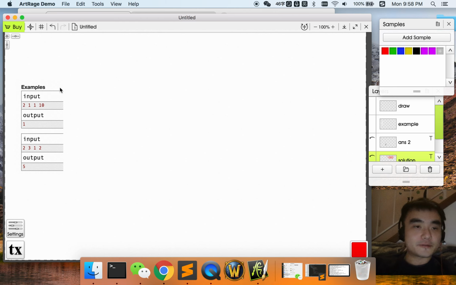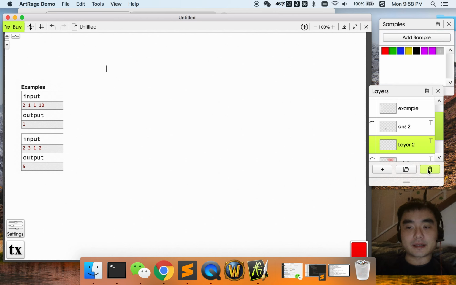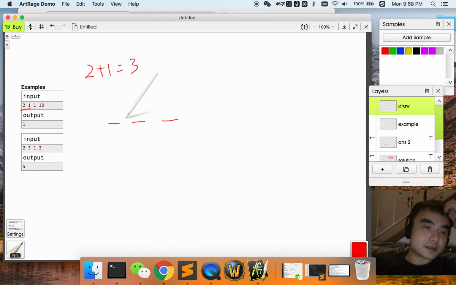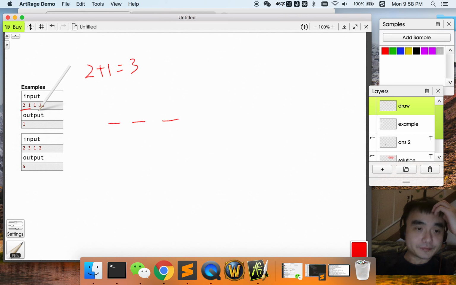So we got four numbers in the input. The first two numbers, we can sum up: 2 plus 1 equals 3. So that we got three numbers. These numbers are either 0 or 1, and we are going to put 0 and 1 in this array, and we got two zeros.